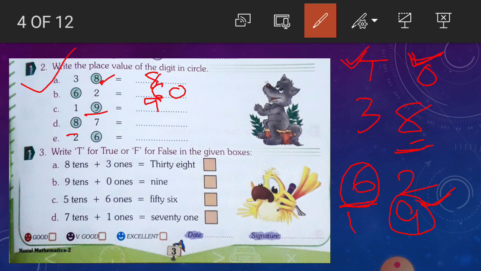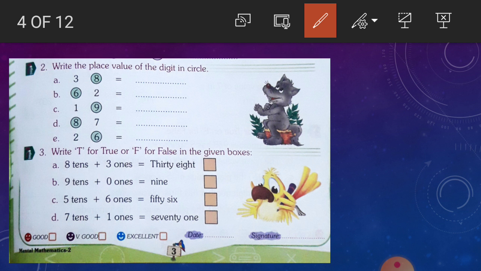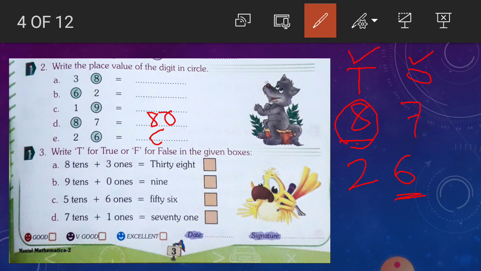Next 87. Ones, tens, and the number is 87. The circled digit is 8, and you can see children 8 is at tens place. So the place value of 8 is 8 tens, 80. Then the last number is 26, and here 6 is at ones place. So the place value of 6 is 6 ones, 6.